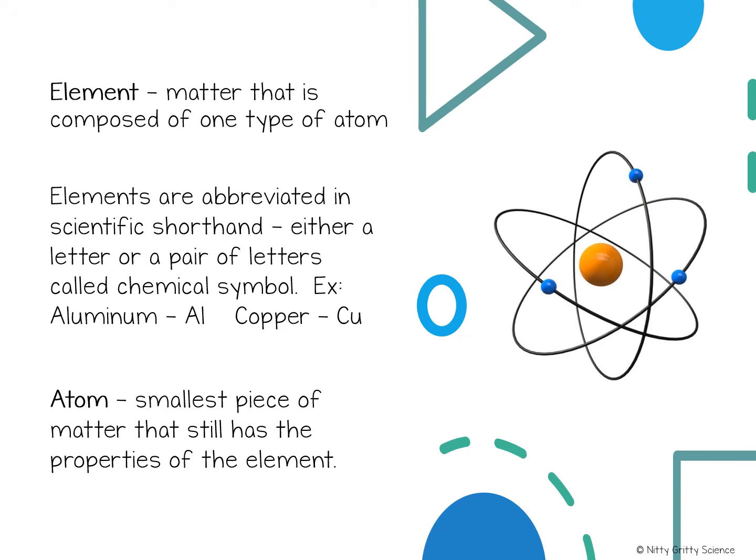In this chapter, you will learn that each element is assigned a chemical symbol, which is one or two letters. The first letter is uppercase, while the second letter, if there is a second letter, is lowercase. For example, oxygen is represented as a capital O. Aluminum is represented as capital A, lowercase l. Copper is represented as capital C, lowercase u.